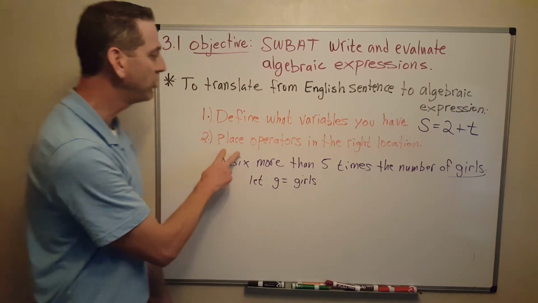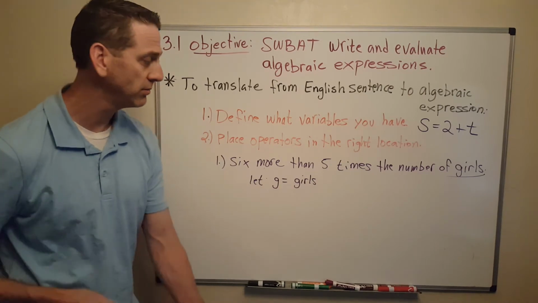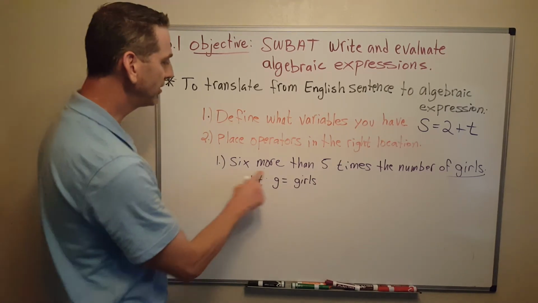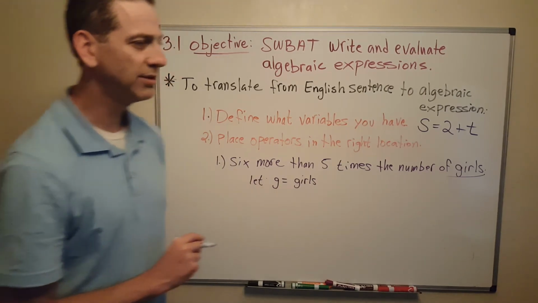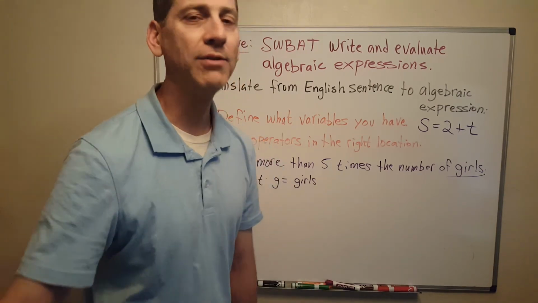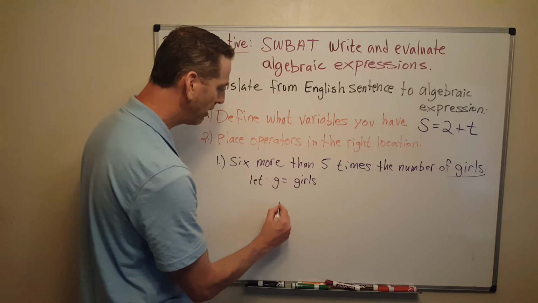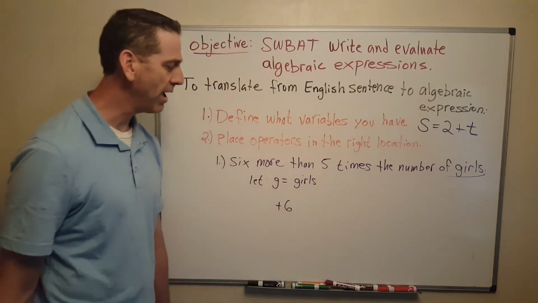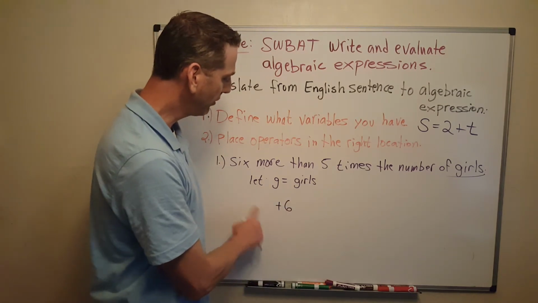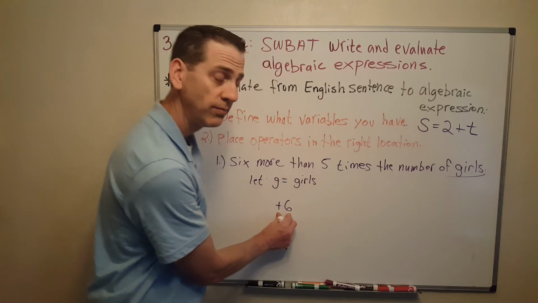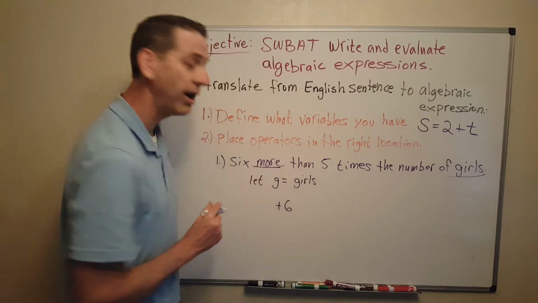Now step 2, place the operators in the right location. So, 6 more. If you have 6 more than me, that means you add 6. Whatever is here, you got 6 more. So that "more" there was a key word.